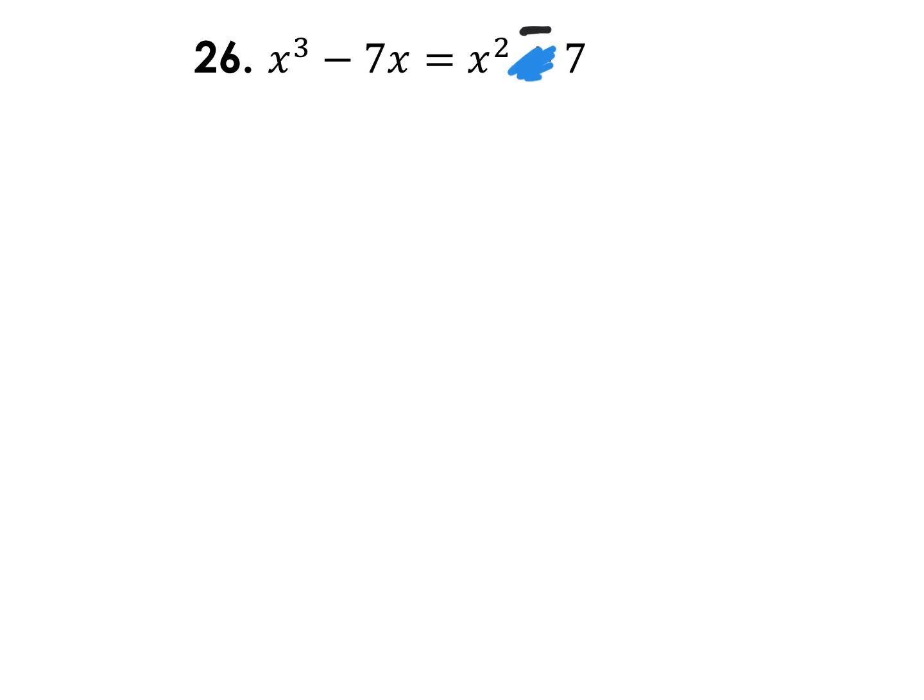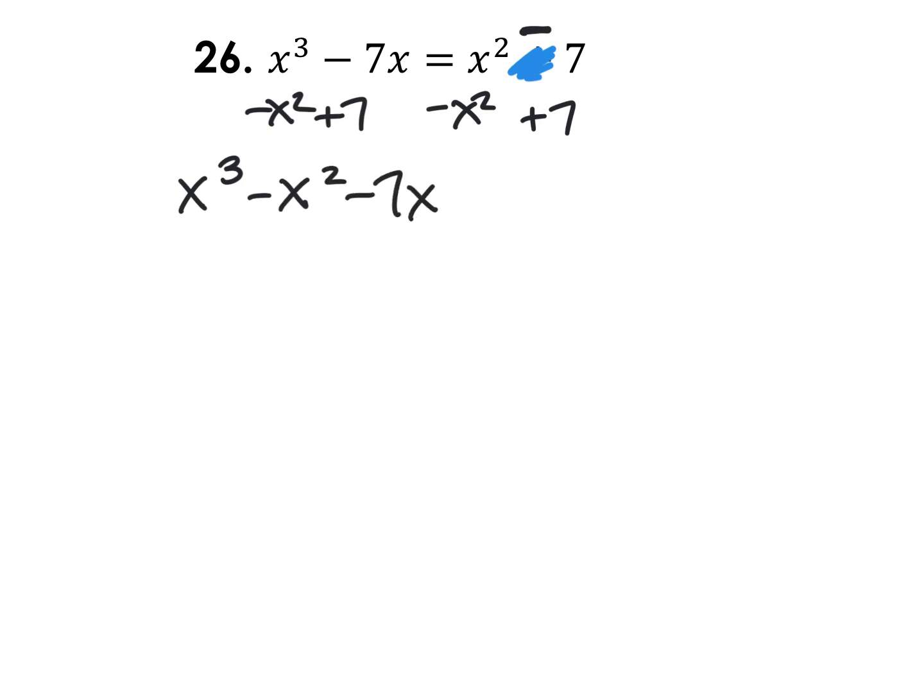So we would need to subtract x squared, add 7 over here. So you get yourself a new little polynomial, x to the third minus x squared minus 7x plus 7 equals 0. And then you just go through your flow chart. Is there a GCF? Nope.